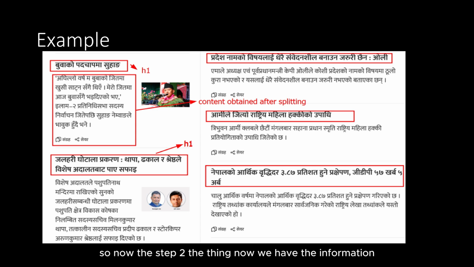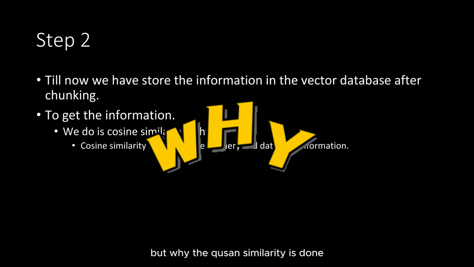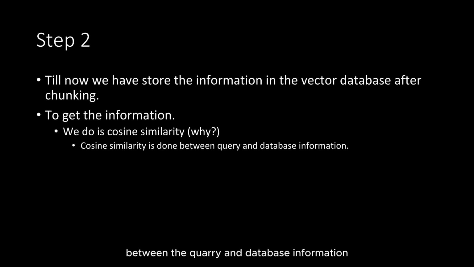So now the step 2. Till now we have the information stored in our vector database after chunking. So after we get the information, what we do is cosine similarity. But why? The cosine similarity is done between the query and database information.